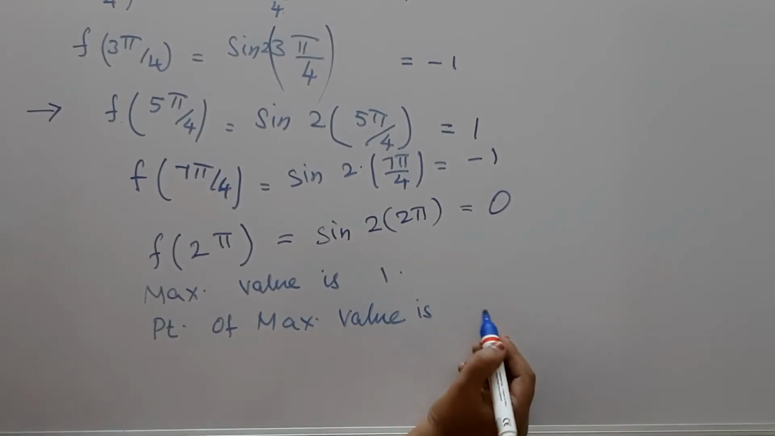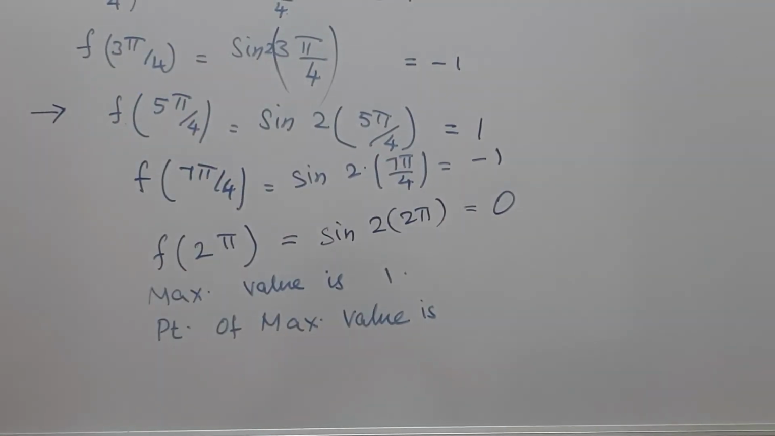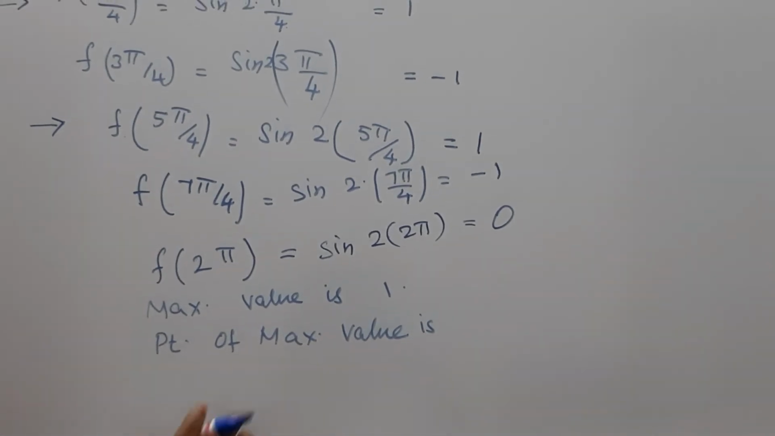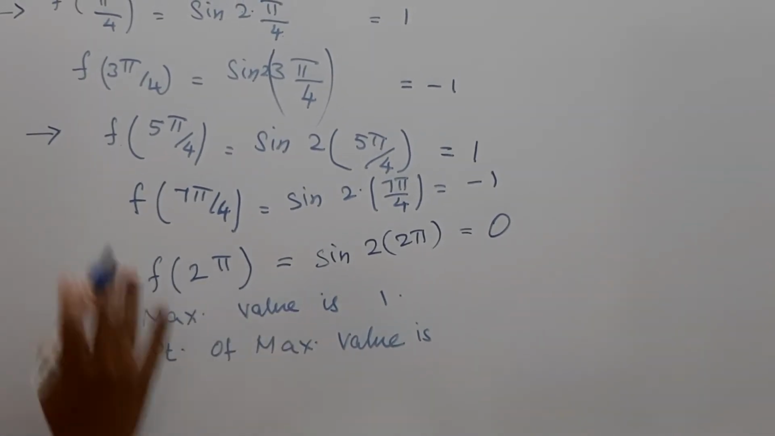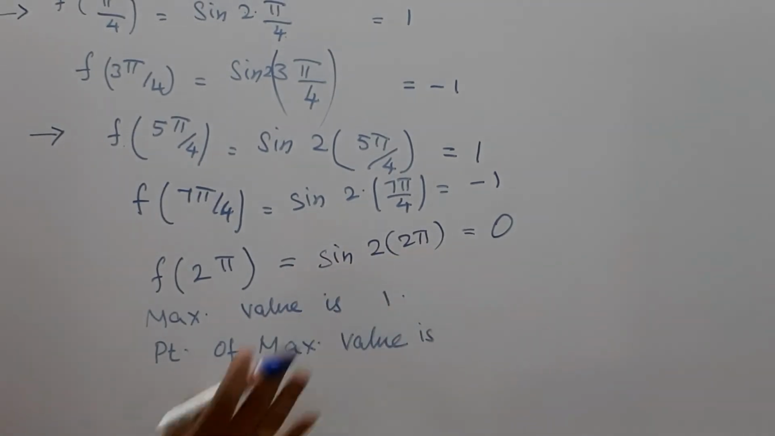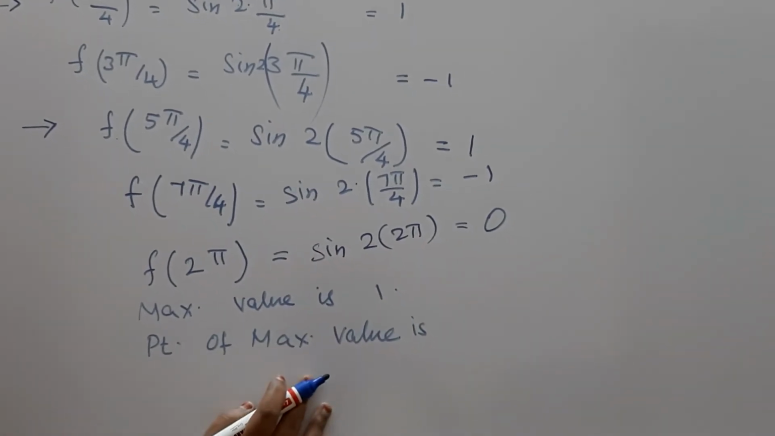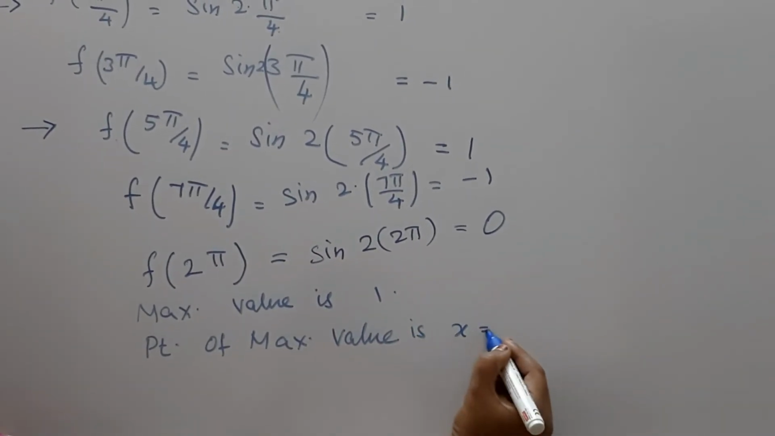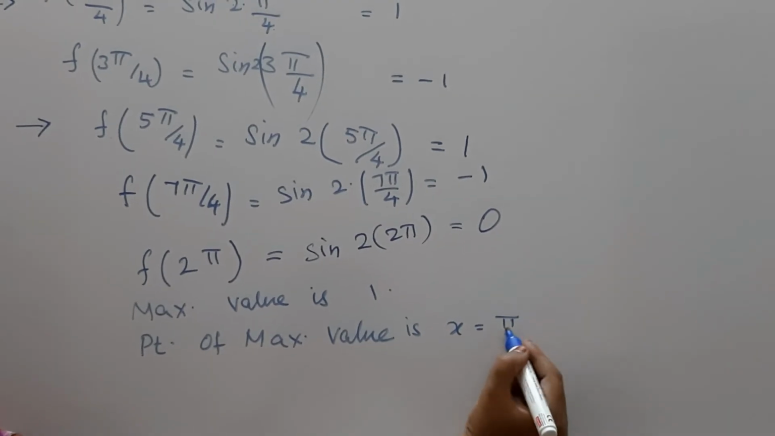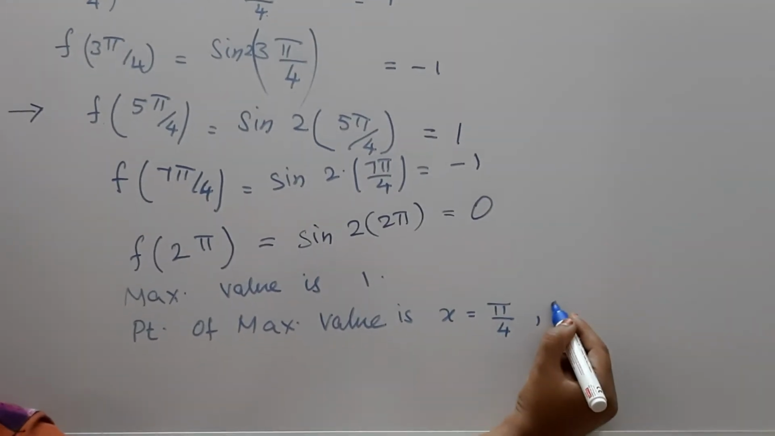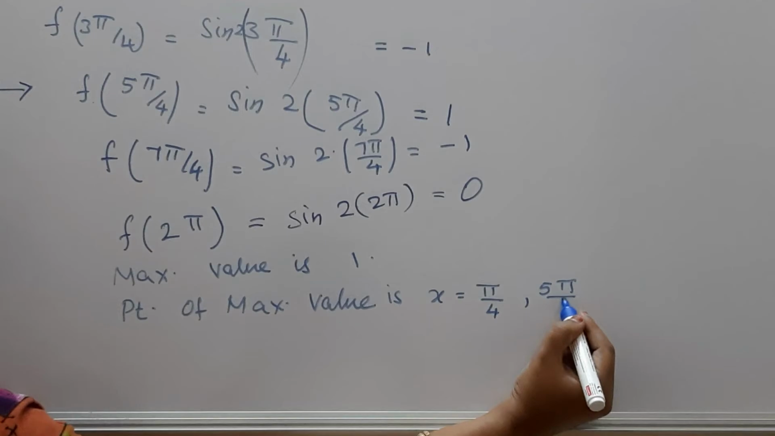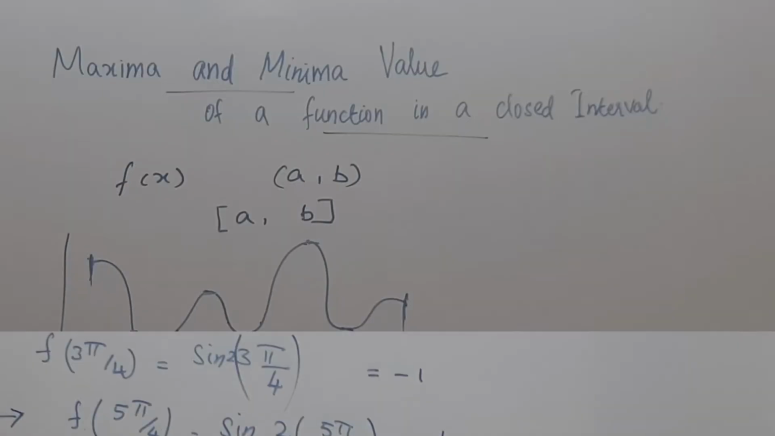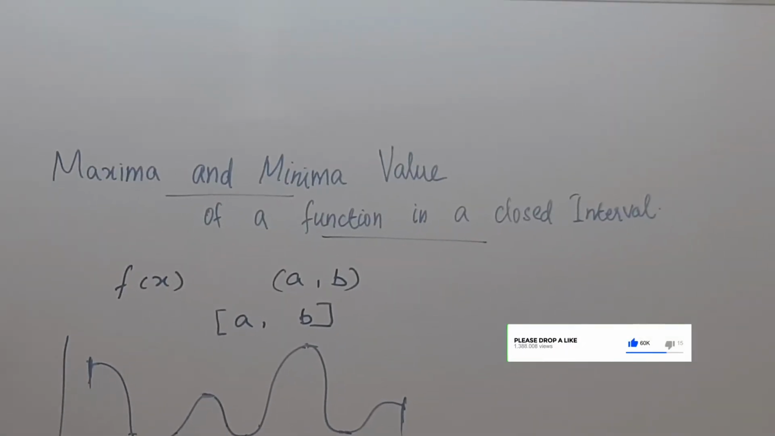So it is not specified as absolute value. We have been given the closed interval, so it means we are going to find the absolute value among all these values, which is having the maximum. Here the point of maximum value is the value of x is pi by 4 and 5 pi by 4. This is the answer. Maxima and minima value of a function in closed interval.